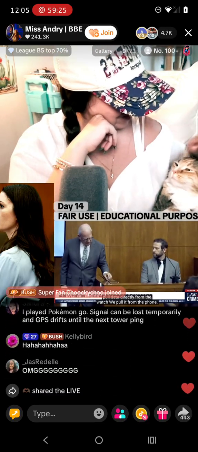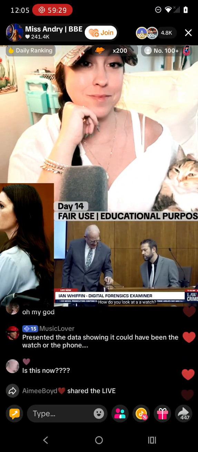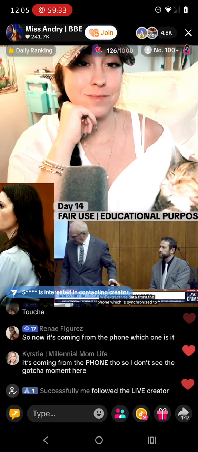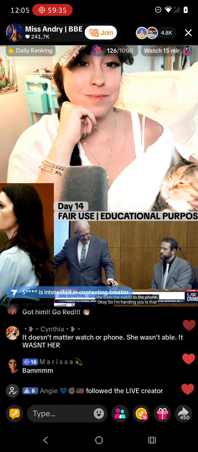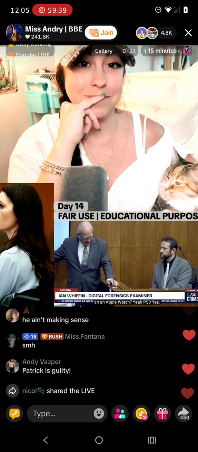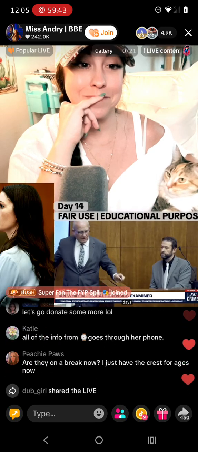Okay, so I'm handing you, is that an Apple Watch? It appears to be, yes. Okay. And if I suggest to you that this was found a number of days later in Lindsay's bedroom in a drawer that the police never seized, have you ever seen this before? I've never seen this before, no.